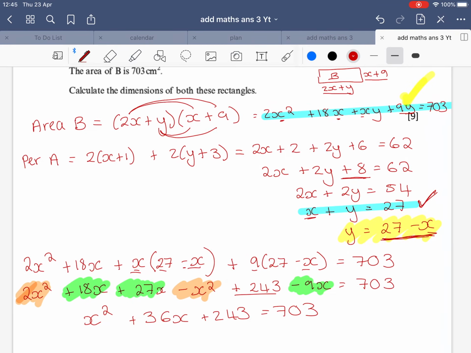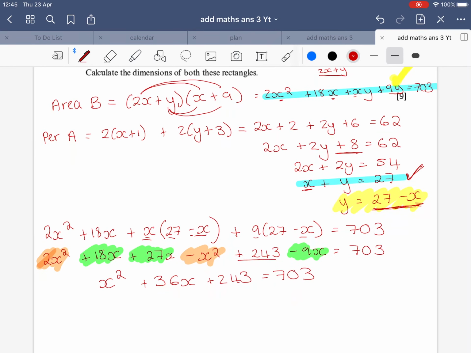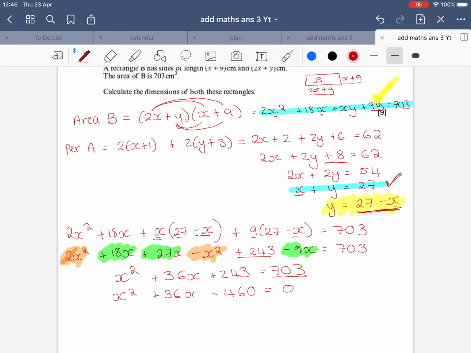So it looks like a quadratic now, so I'm just going to take my 703 over to our other side. So I'm going to take away 703. So I've got x squared plus 36x minus 460, and this equals 0. So I've got a quadratic. I want to put it into double brackets now to find out my value of x. You can use the quadratic formula if you want to, so don't forget a is 1, b is 36, and c will be minus 460, but this does simplify it quickly into double brackets.